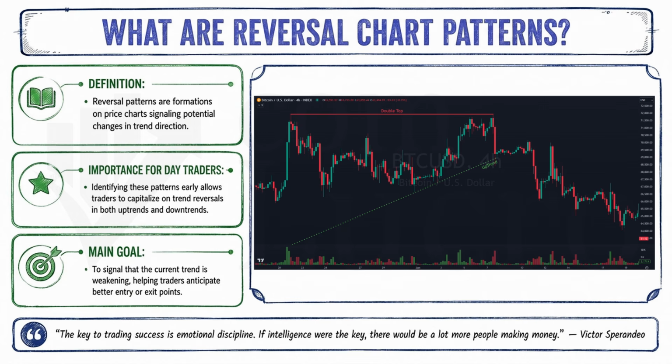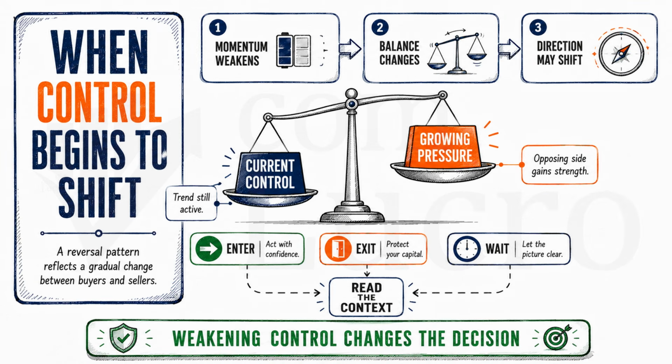A bearish reversal may develop after an uptrend, while a bullish reversal may form after a downtrend. The primary purpose of a reversal pattern is to show that the current trend may be losing strength. It reflects a gradual change in the balance between buyers and sellers, suggesting that the side controlling the market may no longer have enough strength to continue pushing price in the same direction. By recognizing these formations, traders can better evaluate when to enter a new position, when to exit an existing position, or when to avoid trading until the market provides clearer confirmation.